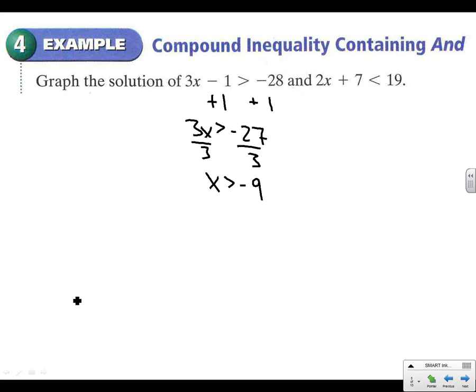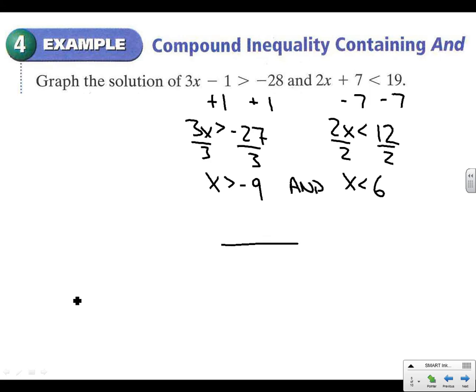Let's solve this other one. Add 7. 2x is less than 12, sorry. And we'll divide by 2. X is less than 6. All right, so we're bigger than -9 and smaller than 6. So let's get a number line here.